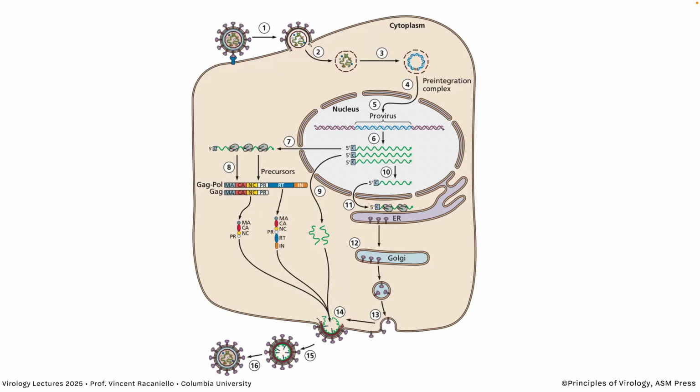So here's an overview of the reproduction cycle. The viruses bind receptors on the cell. The viruses fuse at the plasma membrane. The nucleocapsid is deposited in the cytoplasm. And then reverse transcription happens in the cytoplasm. So that double-stranded DNA is made in the cytoplasm, and then it passes through the nuclear pore and integrates into cellular DNA. We'll talk about that process in some detail.